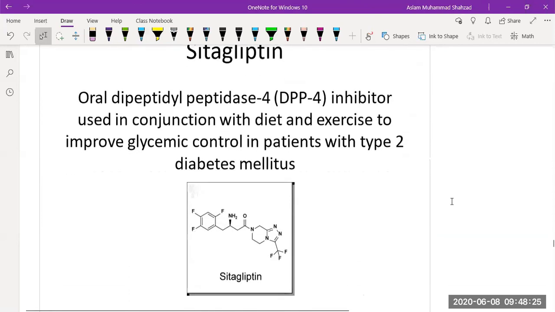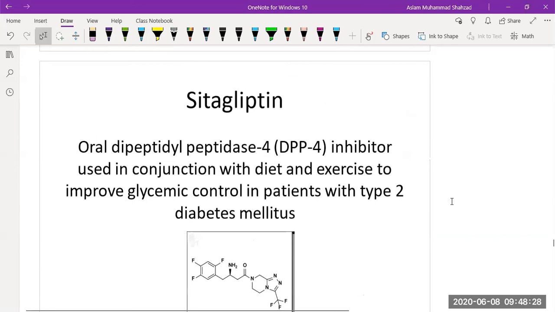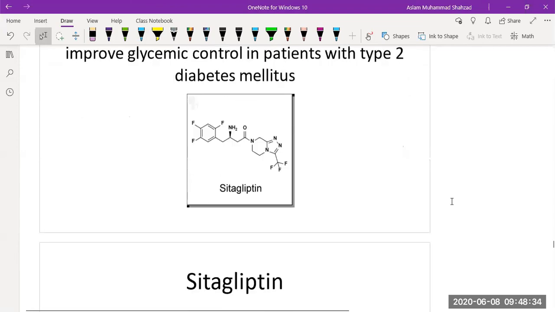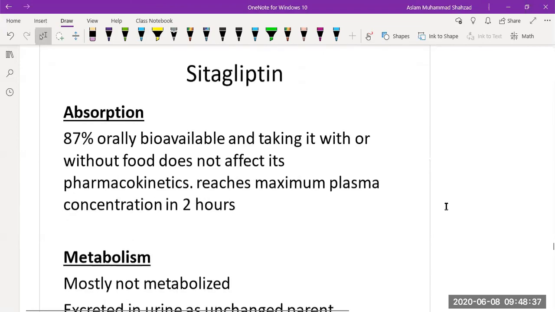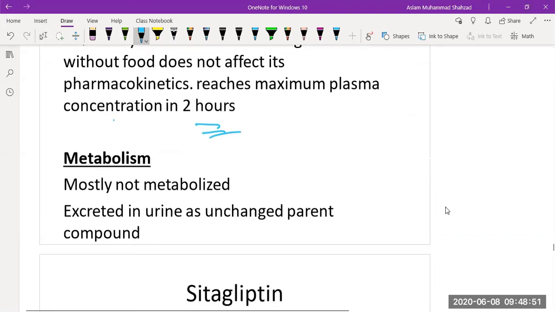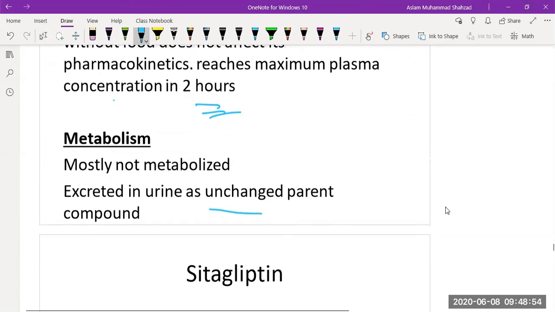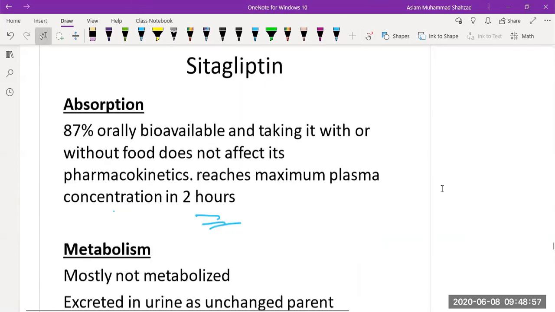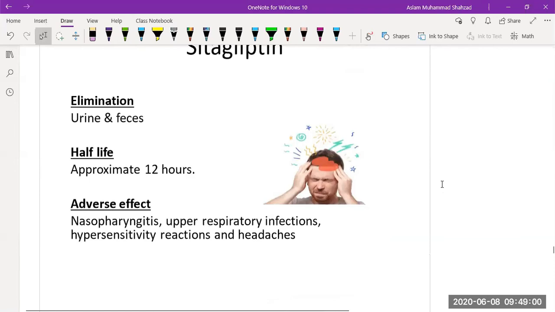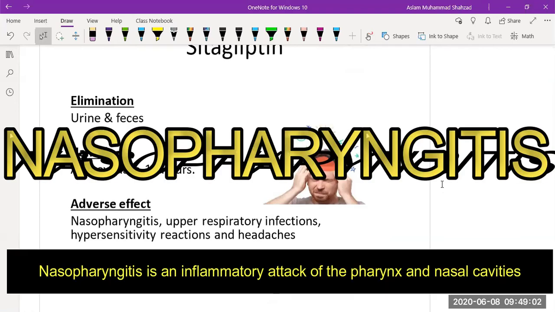And the drug in this case is sitagliptin, and it is used to control type 2 diabetes. We mentioned the bioavailability is 87%, and it can be taken with or without food, which does not affect the pharmacokinetics. It reaches the plasma peak concentration in 2 hours, is mostly non-metabolized and excreted unchanged as the parent compound. Then we have elimination through urine, and half-life is around 12 hours. The adverse effects are upper respiratory tract infection, nasopharyngitis, hypersensitivity, or headache.